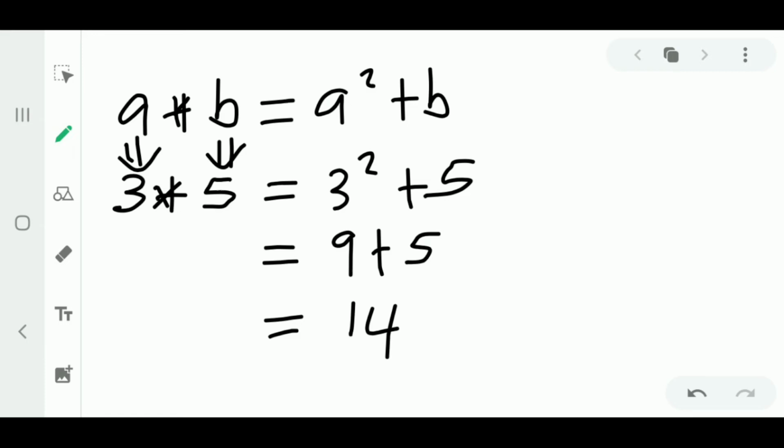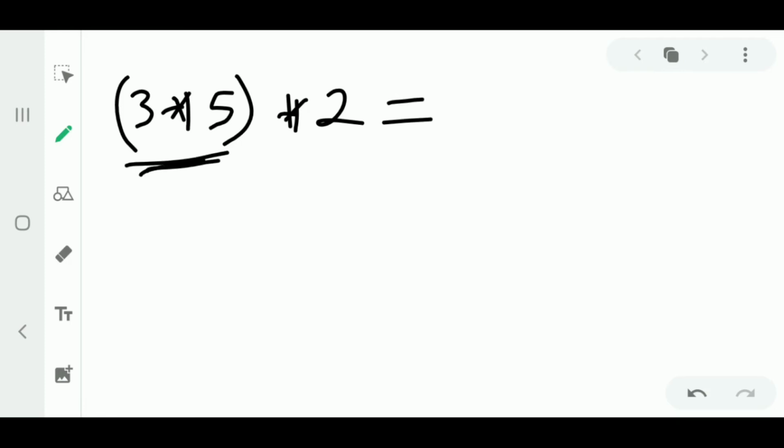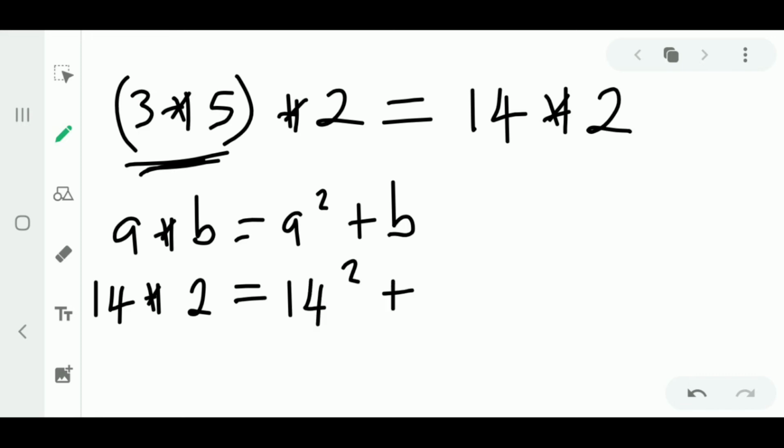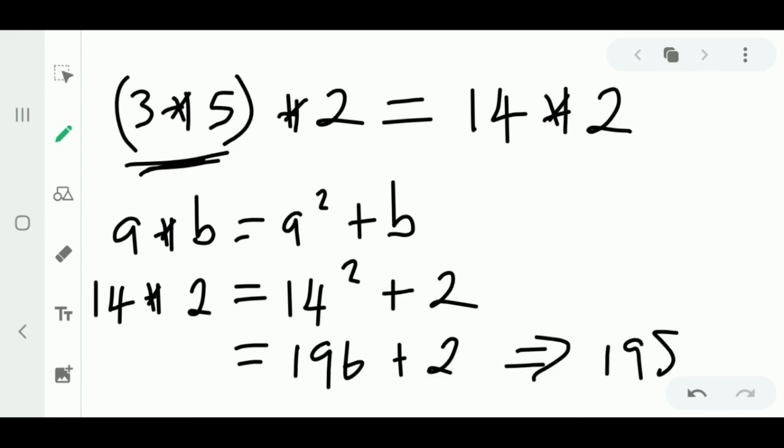Let's say for this same question we wanted to find 3 star 5 star 2. We just found 3 star 5, which was 14. Now it is 14 star 2. Again, it was a star b is equal to a squared plus b. So 14 star 2. 14 squared is 196 plus 2. That gives you 198.